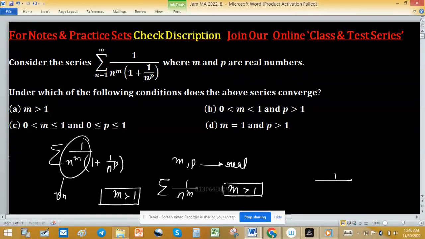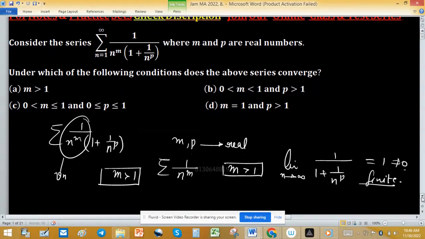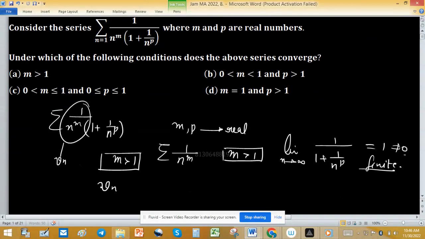And also 1 upon 1 plus 1 upon n raised to the power p, the limit of this when n goes to infinity is 1, not equal to 0, meaning finite and non-zero. That's why vn and the given series will converge or diverge together.